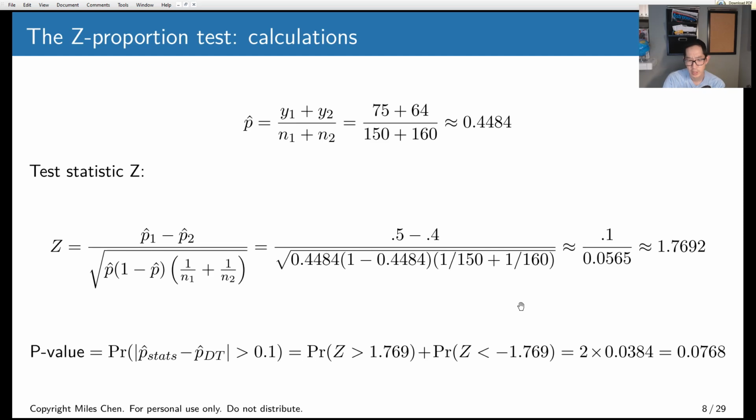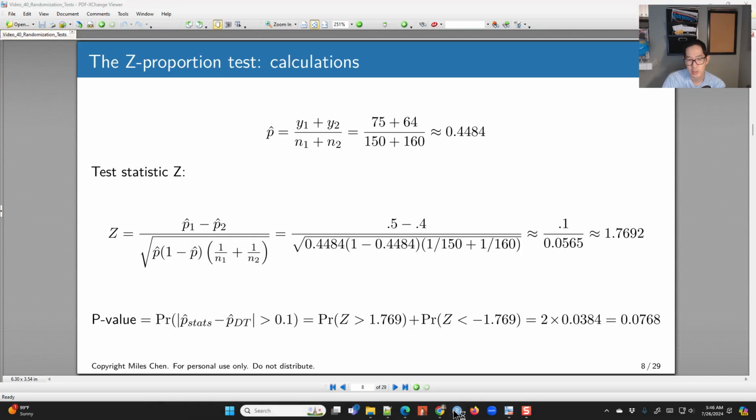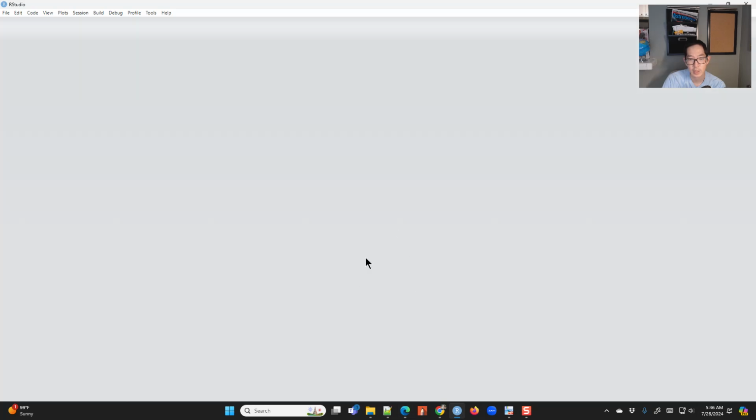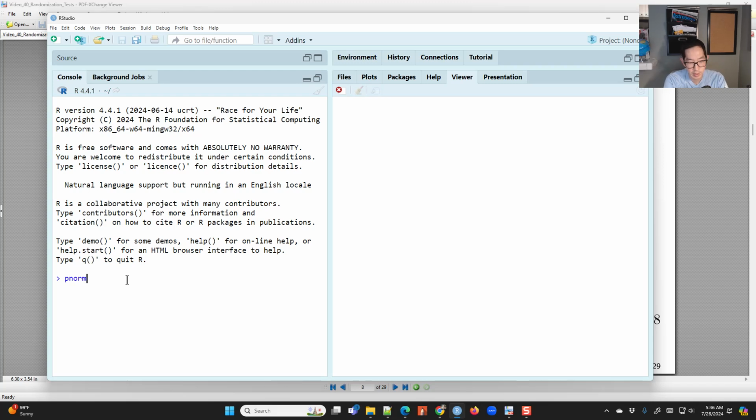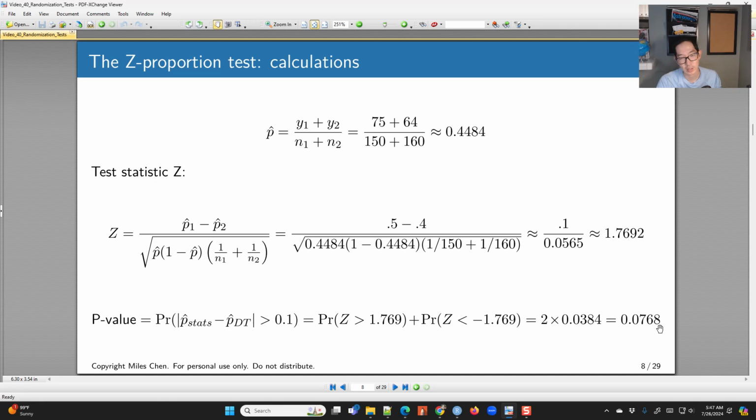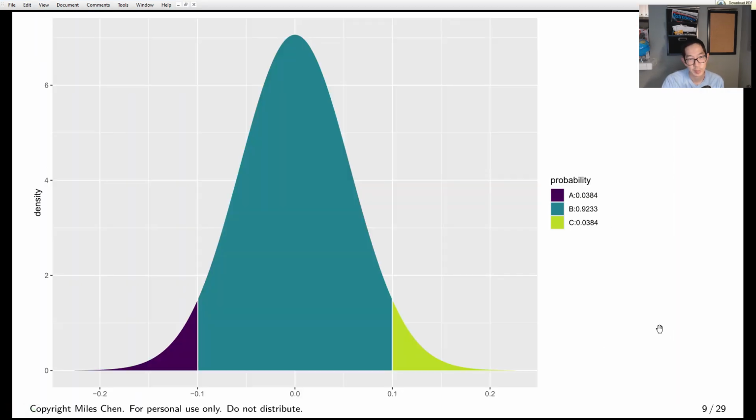So we want to know, okay, what is the corresponding probability for z, what's p norm of, say, 1.77, okay? And we get 0.03836, okay? And basically we want to double that. So my p-value ends up around 8%, 0.076, okay? This would be my corresponding p-value. This is the probability of getting a difference of 10 percentage points or something more extreme, okay?